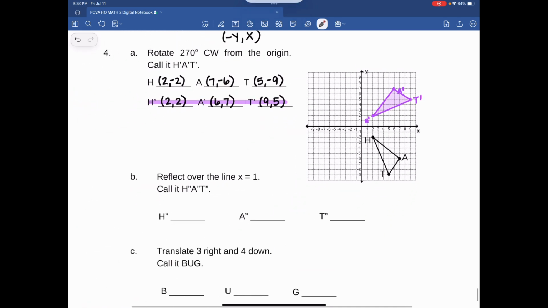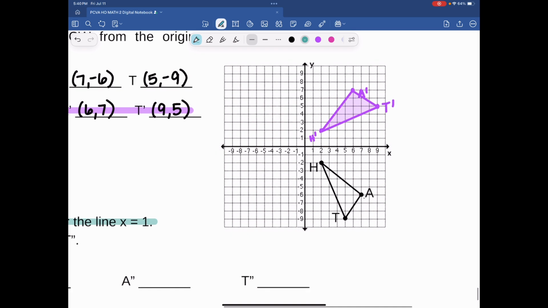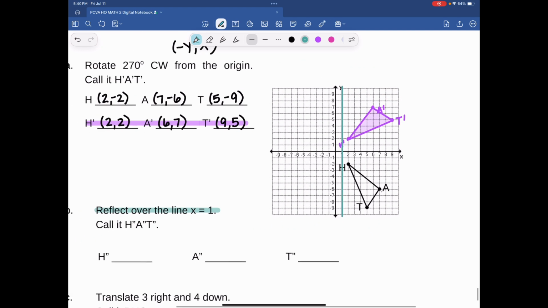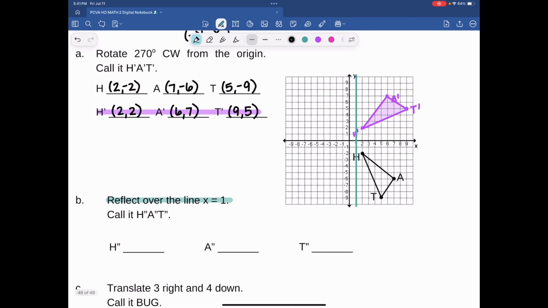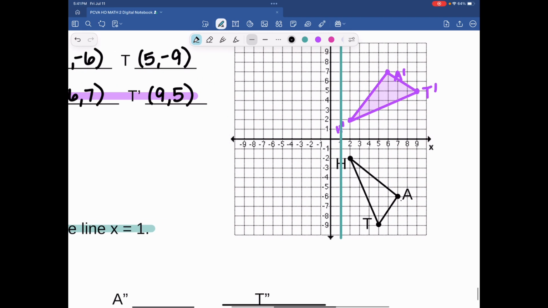So now we're going to do a reflection, and we're going to do a reflection this time over the line x equals 1. So I'm going to come over here and plot my line for x equals 1, and we're going to do a reflection over that. If you remember when we do that reflection, we don't have an exact rule for x equals 1, but it's the same distance on the other side.